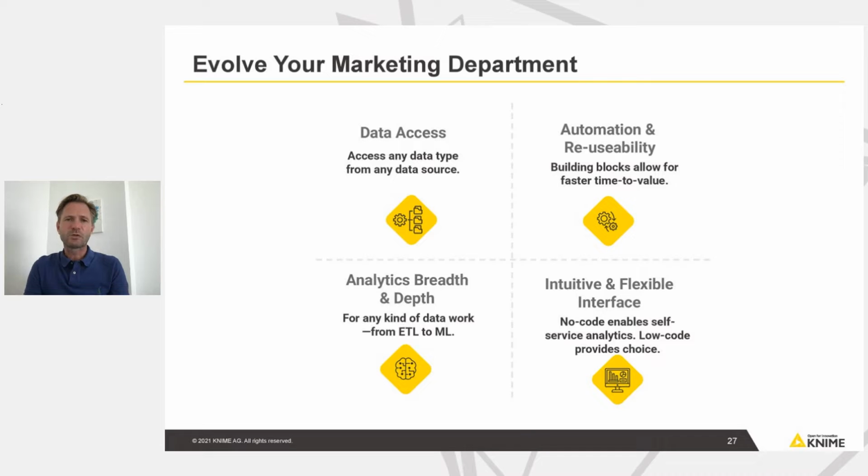So if you really want to involve your marketing department, you need four different pillars. The first is data access. We need to make sure that the platform that you use can access any data type that you need from different data sources. The second is, if you build something once, you want to reuse it. First, you want to automate, but also reuse so that you really have a fast time to value, so you don't have to create things again and again and again.